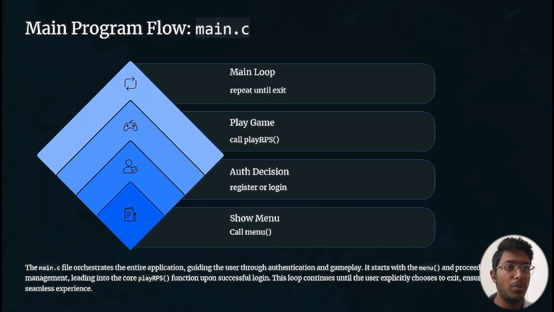Main program flow, main.c. It first shows the menu, and after authentication, meaning the register or login page, we directly log in to the game called rock paper scissors. After playing, if the user wants to exit the game, you can choose the exit button, as we already discussed in the previous slide.